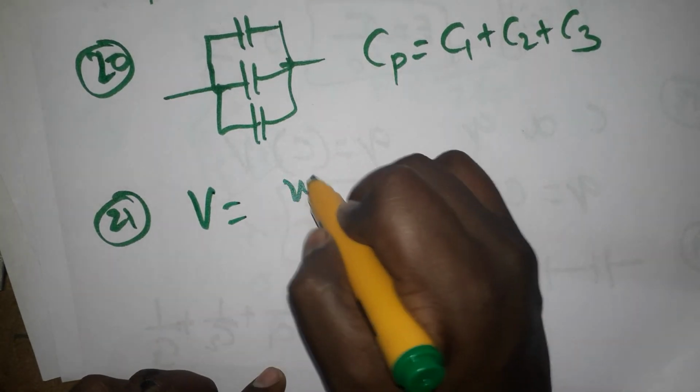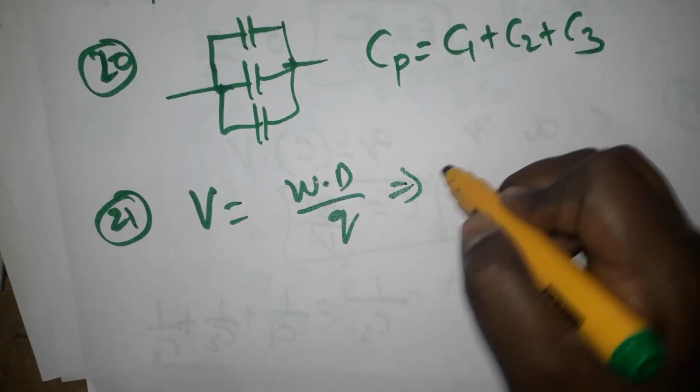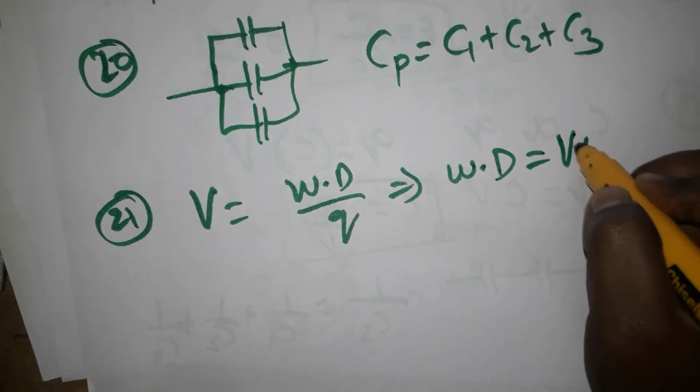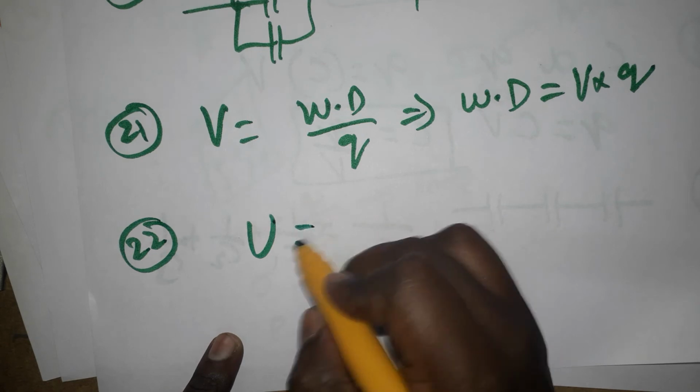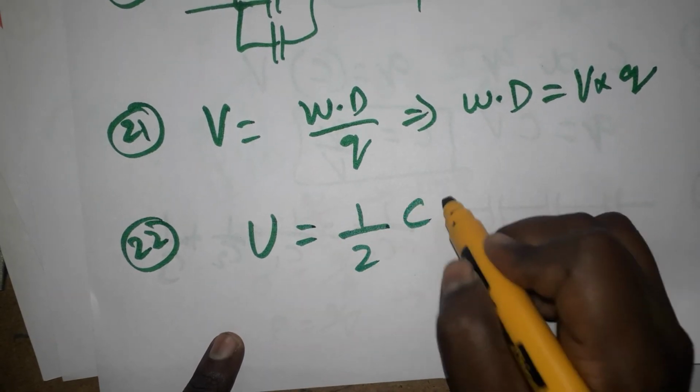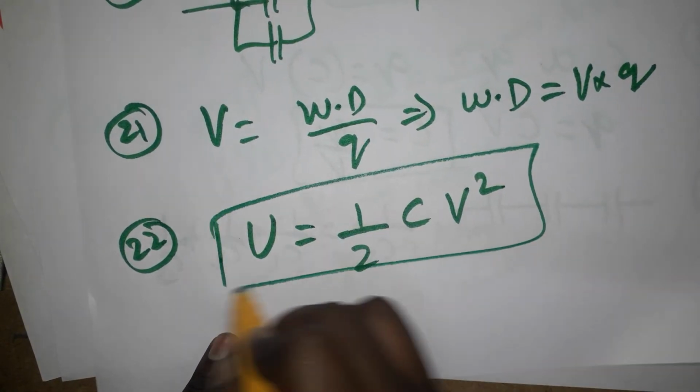Next, formula number 21. Voltage is equal to work done per unit charge. So work done is equal to voltage times charge. Formula number 22. Energy stored in a capacitor. U is equal to half C V square. Energy stored in a capacitor.